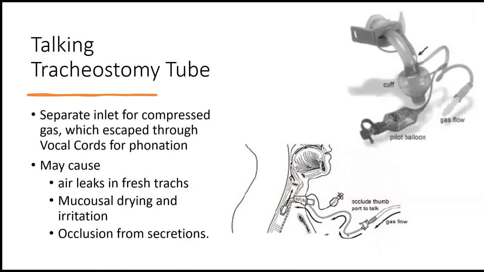So these talking trachs can be very effective, but they may cause things like air leaks in patients that have fresh trachs. So that means that air is going to leak out into some of that subcutaneous tissue, which can cause some subcutaneous emphysema and crackling of free air that filled up there. And also, because it's gas flow, it can cause some mucus drying or irritation. And if the mucus gets dried out and thicker, that airway can become occluded with secretions.